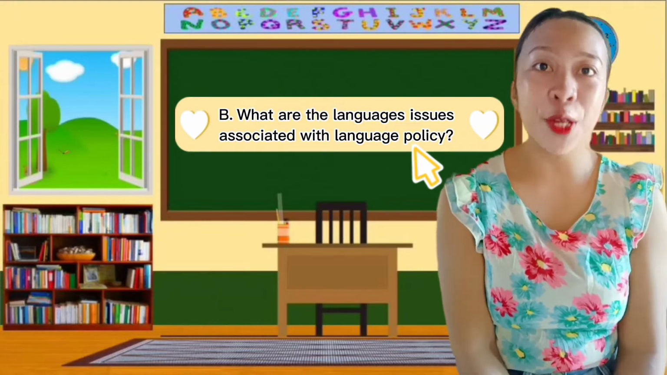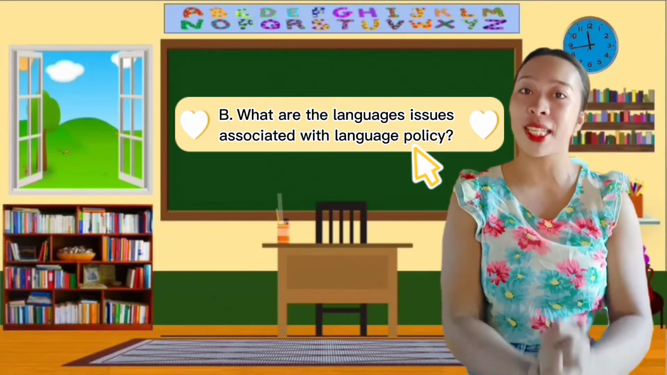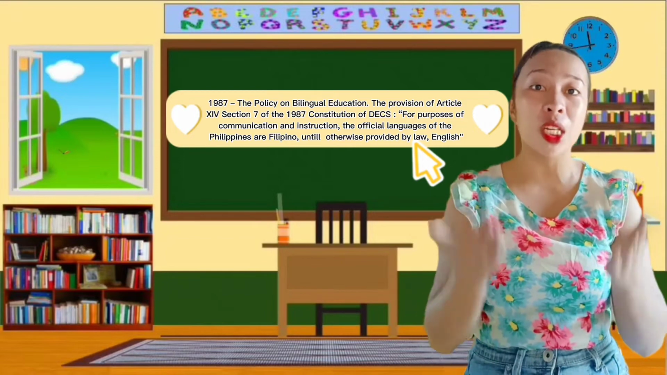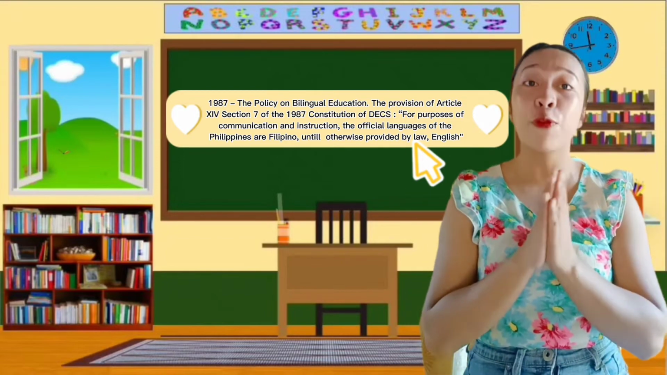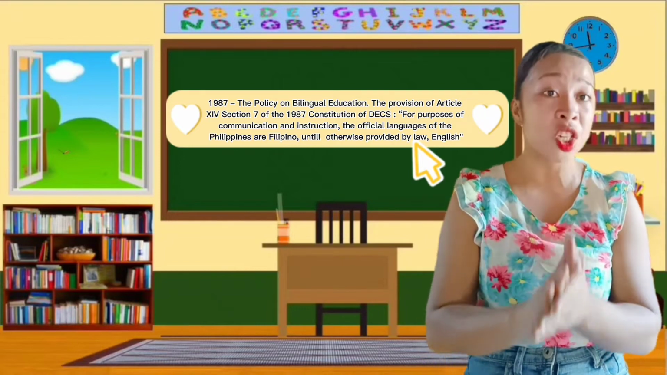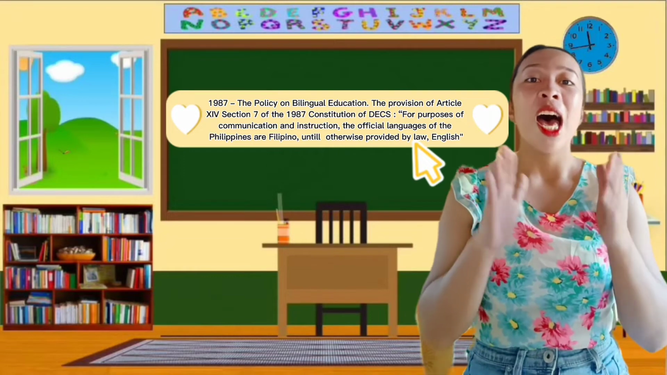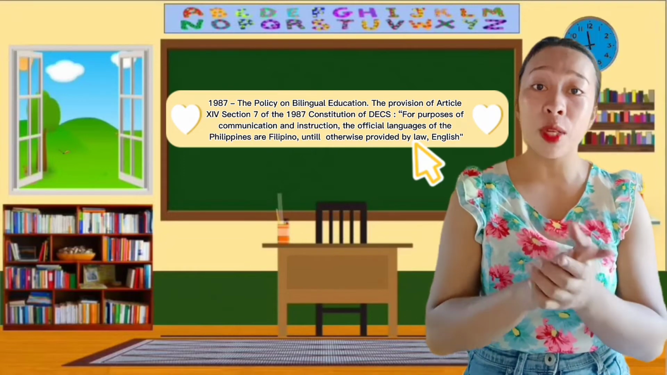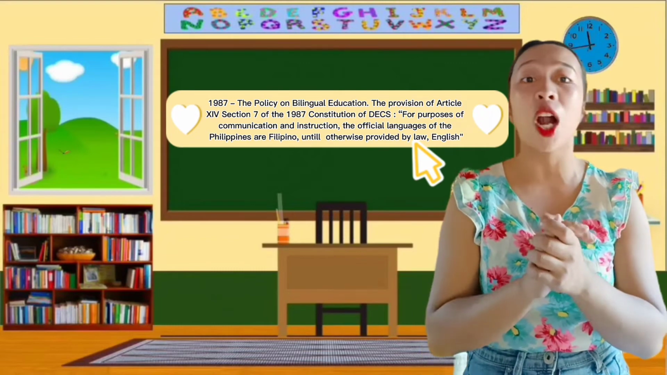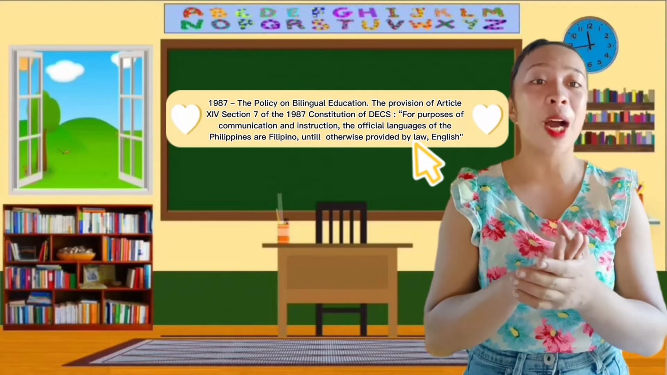Question letter B, what are the language issues associated with the language policy? In 1987, the Bilingual Education policy, provision of Article 14, Section 7 of the Constitution, of the Department of Education, Culture and Sports, or DECS, states the purpose of communication and instruction. The official languages of the Philippines are Filipino, and until otherwise provided by law, English.